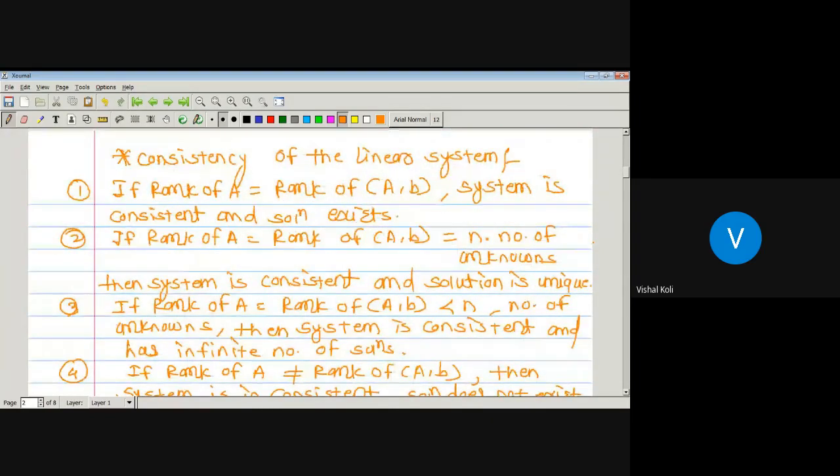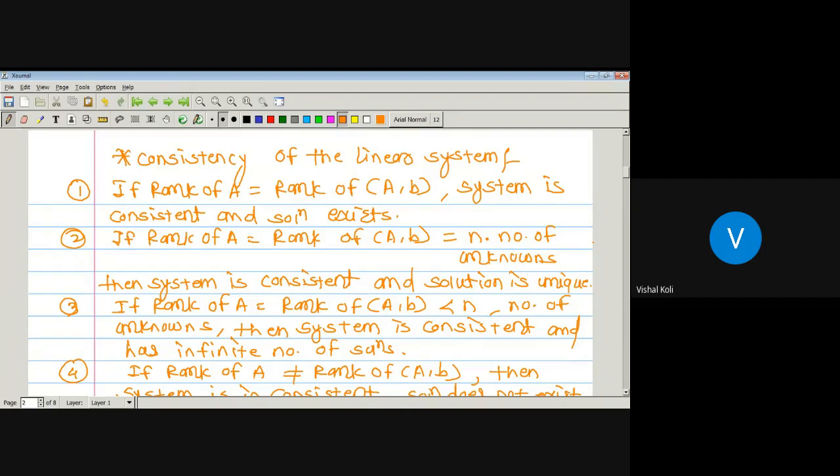First, we have to find out the rank of matrix A, and if it is equal to the rank of augmented matrix AB, then the solution exists. And if both the ranks are equal to the number of unknowns, then the solution is unique. And if the rank of both matrices is less than the number of unknowns and the ranks of both matrices are the same, then it has an infinite number of solutions.